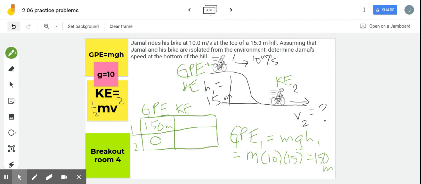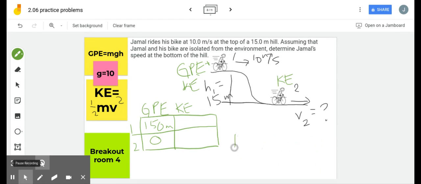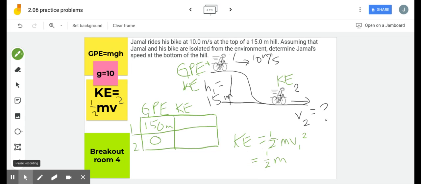All right, his kinetic energy. His kinetic energy is 1/2 mv squared, which is 1/2 times m times 10 squared. 10 squared is 100. 100 divided by 2 is 50. So his kinetic energy is 50 m, which puts his E total at 200 m.